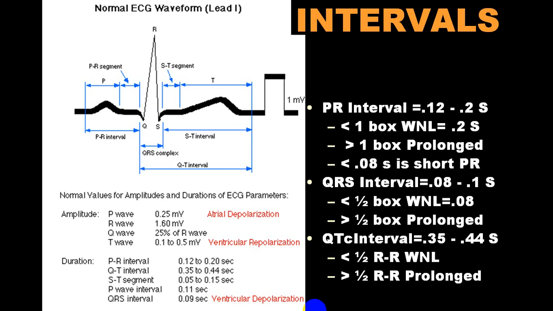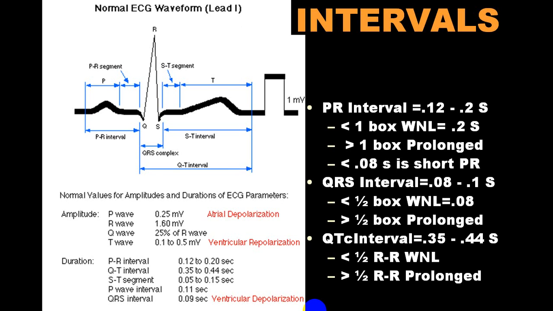What is the QT interval? QT interval is from the beginning of the Q wave till the end of the T wave. But the QT interval changes with heart rate. Hence, you try to calculate the corrected QT interval, which we call the QTc interval. The normal QTc is 0.35 second to 0.44 second, or 9 small squares to a maximum of 11 small squares.